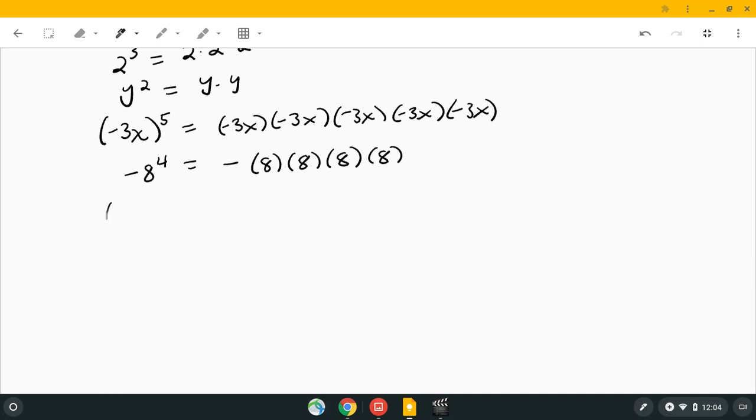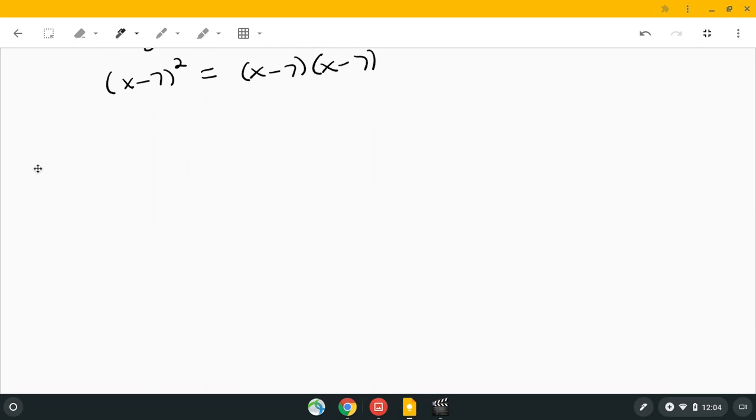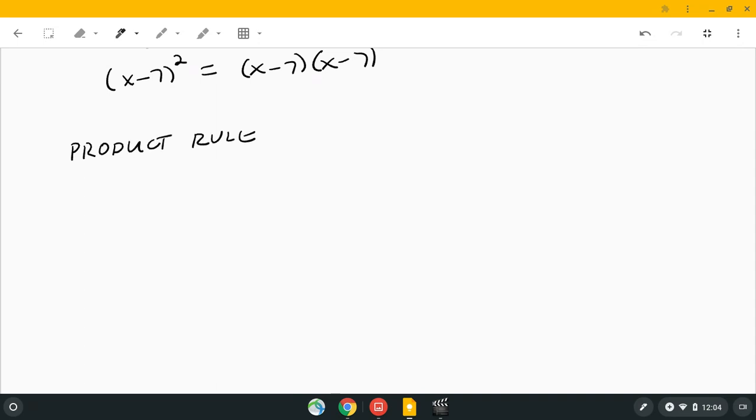Okay, so if I have this, what do you think is the base here? Okay, if you said x minus 7, you are correct. So x minus 7 would get repeated again because we see that x minus 7 is grouped inside the parentheses here. Okay, all right, so we're going to take a look at something called the product rule. We're going to be looking at several rules for exponents. So this is the first one, the product rule.